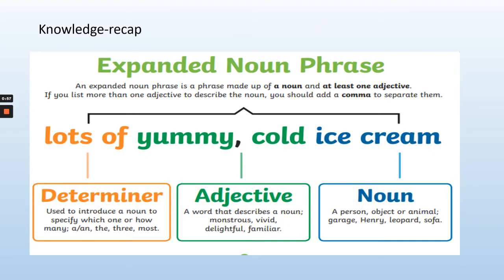So just to recap, in case you didn't include them yesterday, now's your time to get them into your ending. Your expanded noun phrases, determiner, adjective, noun. That's what you need to include in your writing, getting in all that lovely description about the cottage, the woods, the wolf, the woodcutter. So much description. You can add in a lot of expanded noun phrases.